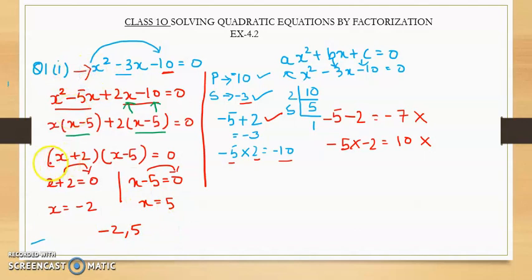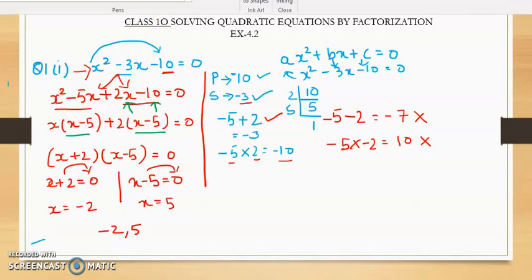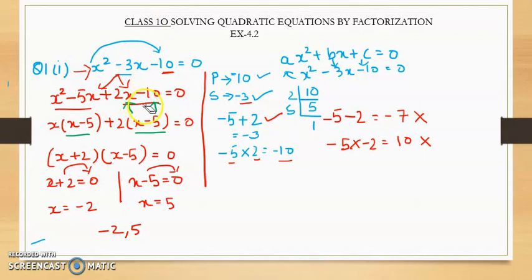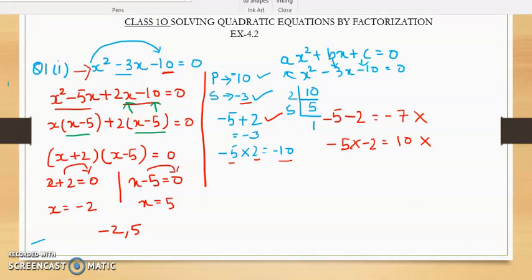Are you following, students? Is it clear why we are taking product as minus 10 and sum as minus 3? This is also called splitting the middle term. See here, minus 5x plus 2x will give you minus 3x. So this is the way you make factors. Clear to you?